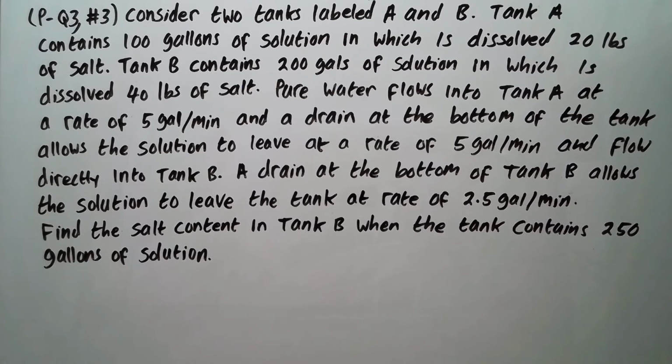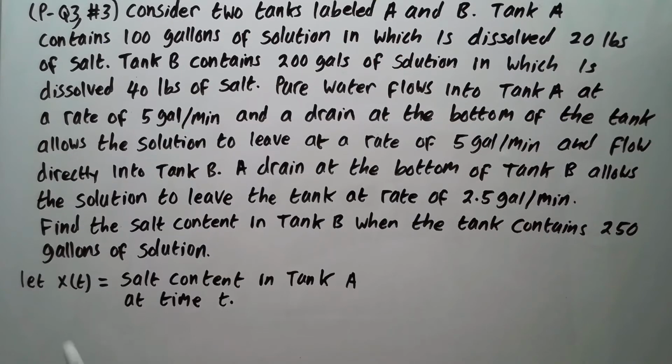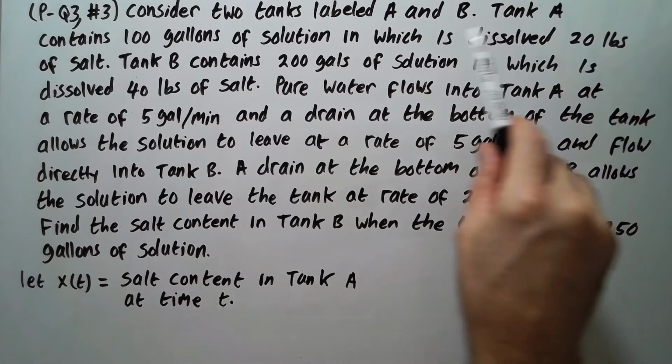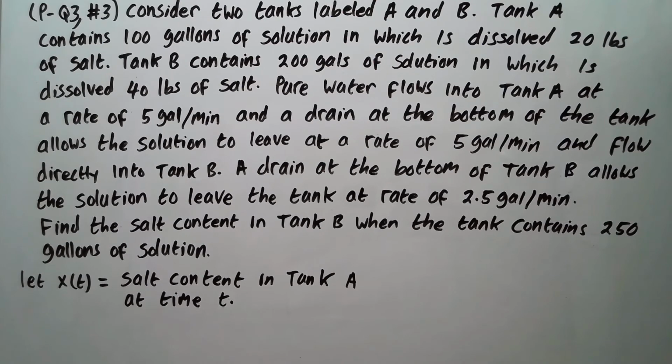Okay, let me draw some pictures and make some definitions. So we're first going to define x of t to be the salt content in tank A at time t. And we're given here at time 0 there is 20 pounds of salt in tank A. So we know that x of 0 is 20.